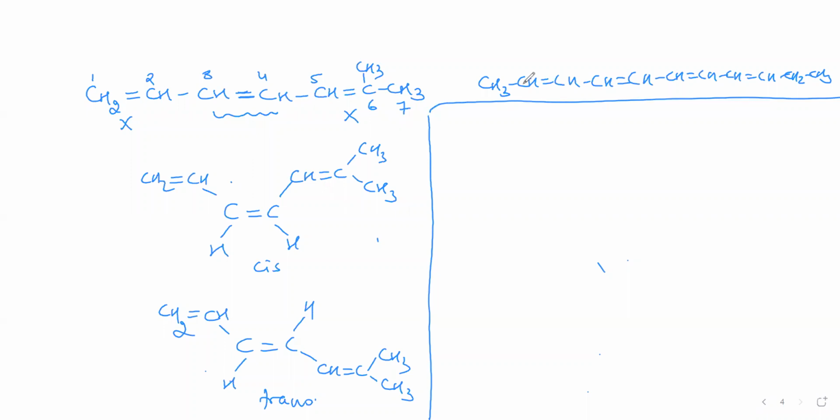2 raised to number of double bonds. Okay, this is for, just write down for polyene. What do you mean by polyene? Polyene means more than one double bond. Okay. So write down.